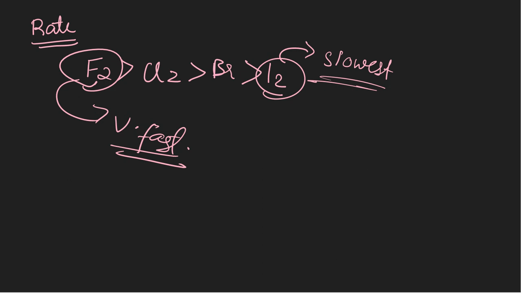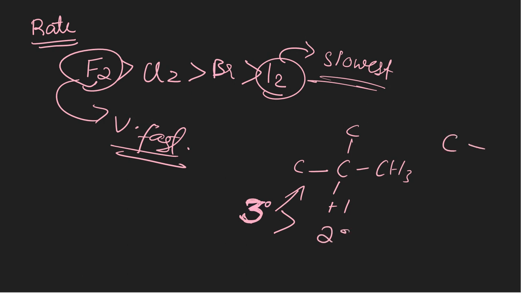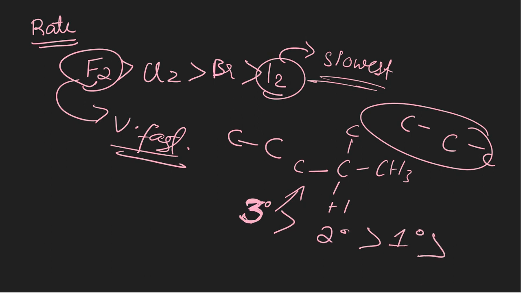And if you talk about the rate of reaction with respect to the alkanes, the tertiary alkane will have the highest rate of reaction. I'll show you what it looks like. If you have a carbon atom attached to 3 carbon atoms, then it will be your tertiary alkane. If you have a carbon atom attached to 2 carbon atoms, then it will be your secondary alkane. And if you have a carbon atom attached to only 1 carbon atom, then it will be your primary alkane.